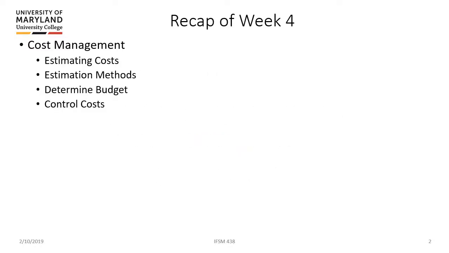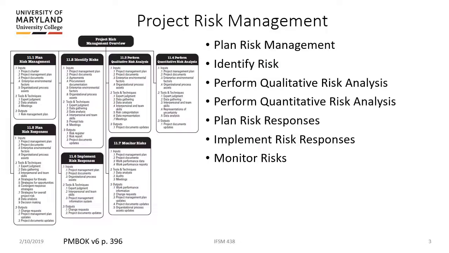All right, so let's take a look at what we talked about last week. Last week we talked about costs, project costs. We talked about estimating them, different ways that we can estimate the cost for tasks that we have to complete. We put together our budget and we talked about ways to control costs. Now we're going to take a look at risk.